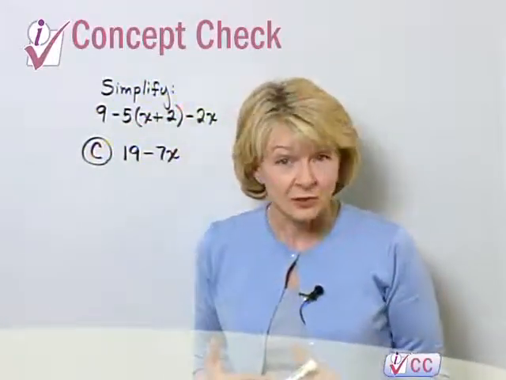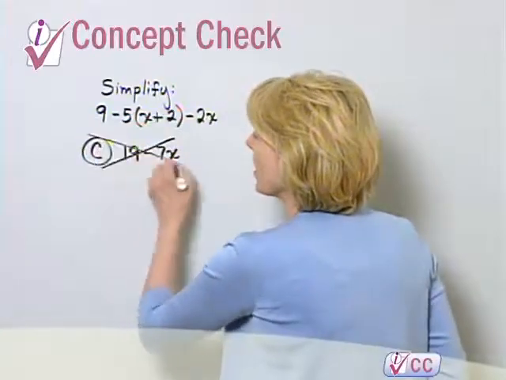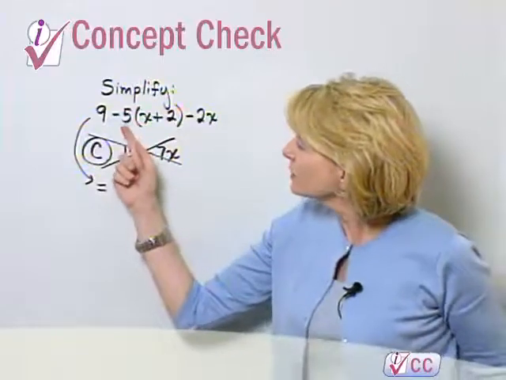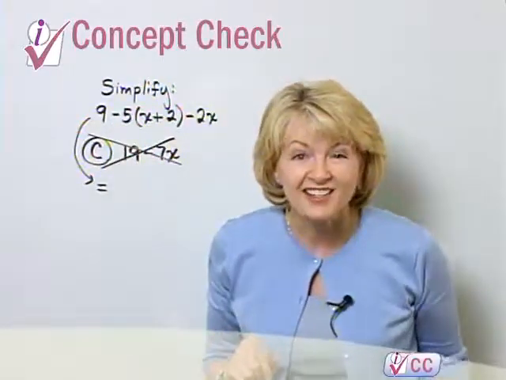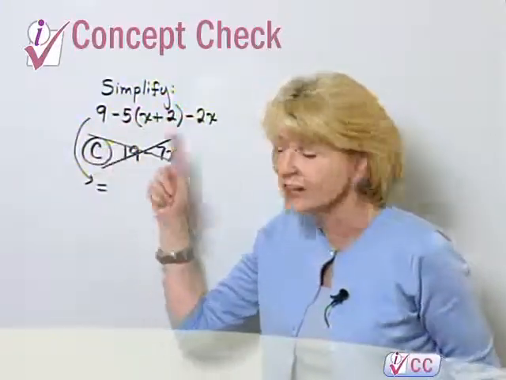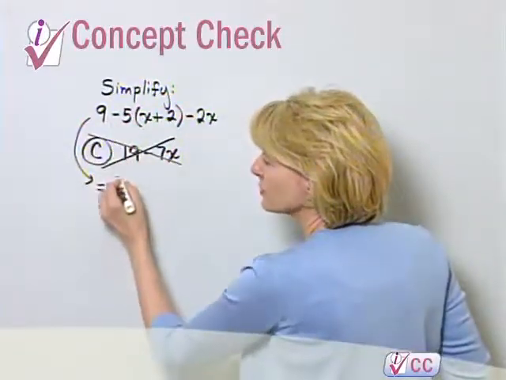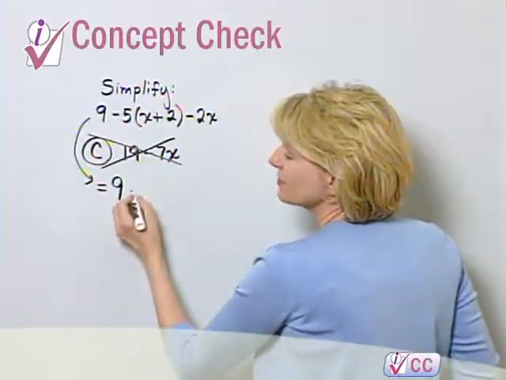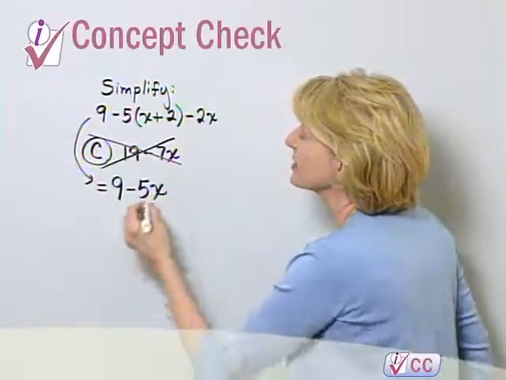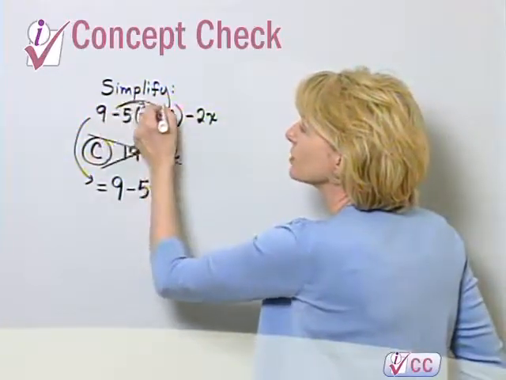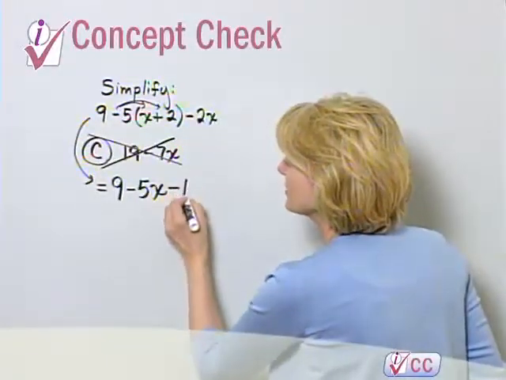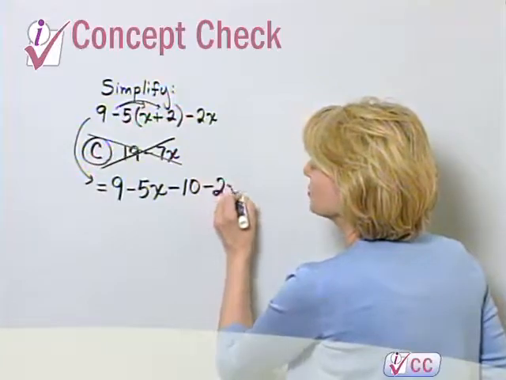Choice C is incorrect. Let's see why by going through and simplifying this expression. Now we do have subtraction and multiplication. Remember, we must multiply before we subtract. So let's use that distributive property. What is negative 5 times x? That is negative 5x. I'll write minus 5x. And then don't forget also negative 5 times positive 2, that's negative 10. I'll write minus 10. And then minus 2x.